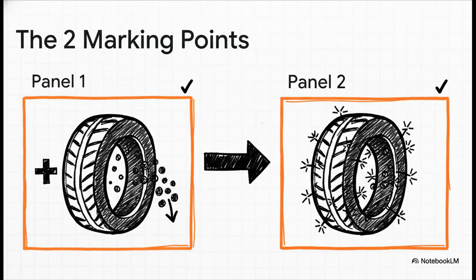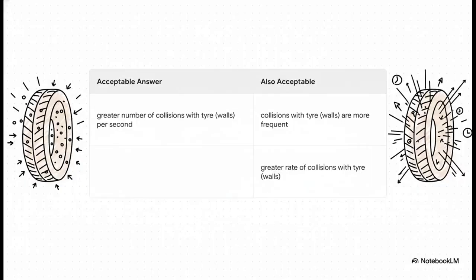So to get both marks, your answer needs 2 key ingredients. First, you have to state the obvious starting point. There are simply more air particles in the tire now. That's your first mark. Second, you have to link that to the consequence. This leads to a greater number of collisions with the tire walls per second. Boom, that's your second mark. And hey, just like before, the mark scheme gives you a bit of wiggle room on that second point. You could say that collisions are more frequent, or there's a greater rate of collisions. As long as you get that idea of more often across, you're getting that mark.